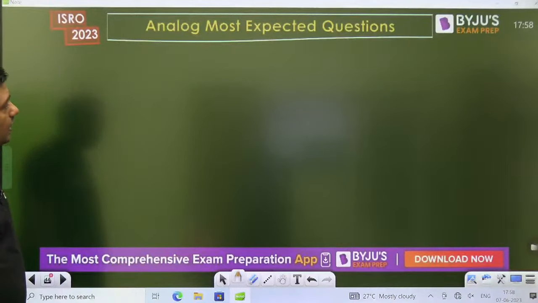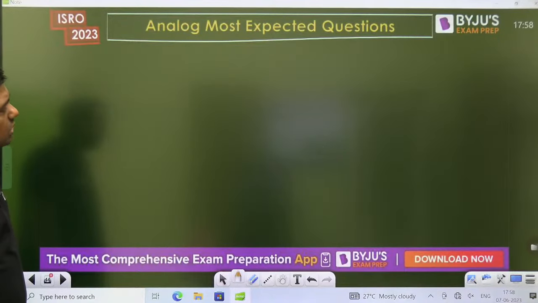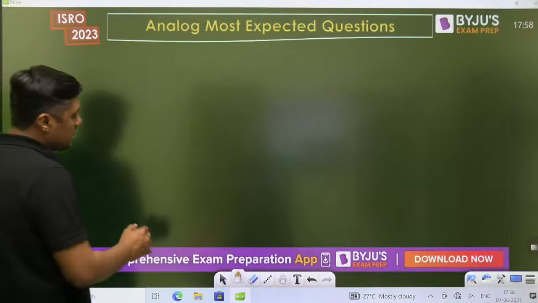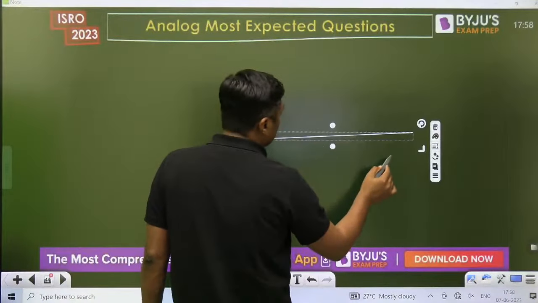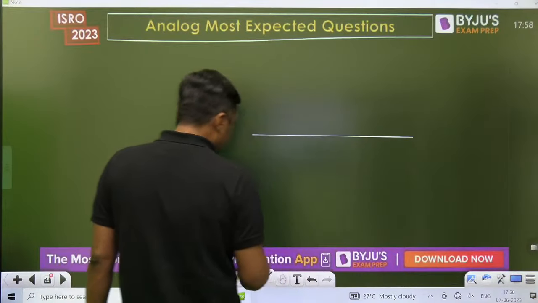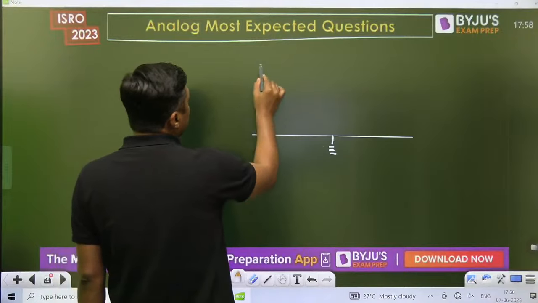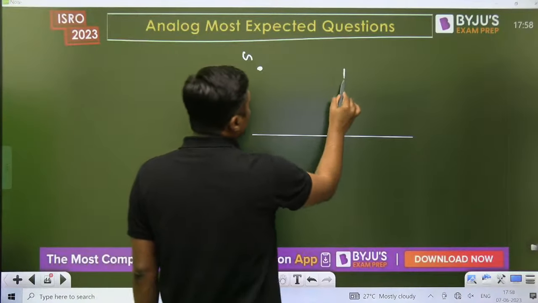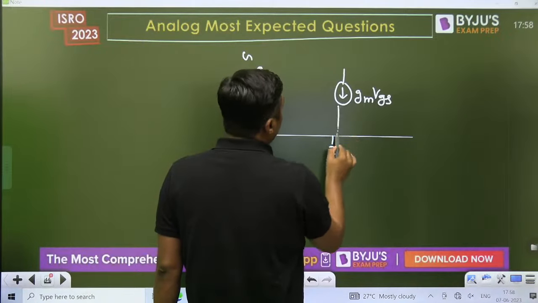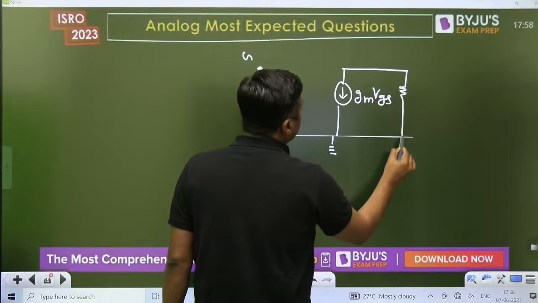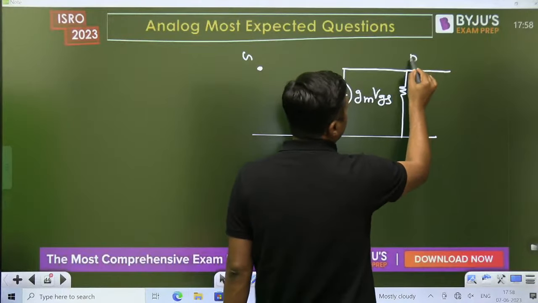Now, for this diagram, you can use the small signal model. What is the small signal model here? This is the small signal model. Now, that is connected to ground, and then I will give you the shortcut. This is the gate terminal. Here we are connecting the gm VGS. In parallel, small rd is connected, and the source is connected to ground. This is the drain terminal.